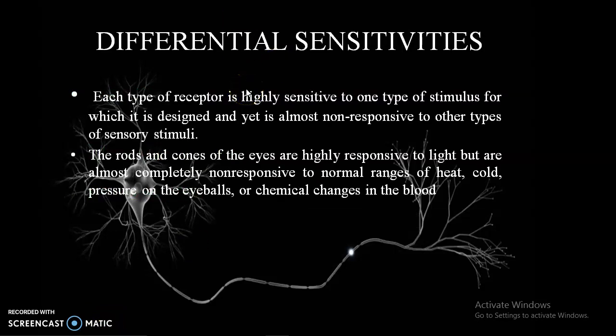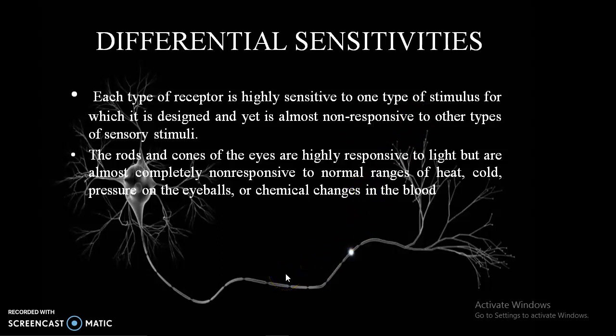Now, what is differential sensitivity? Each type of receptor is highly sensitive to one type of stimulus for which it is designed, and yet is almost non-responsive to other types of sensory stimuli. It is true, right? One type of receptor responds to only a particular kind of stimulus. For example, mechanoreceptors normally respond to stimuli like touch, vibration, pressure changes, or something like that. It won't be responding to a chemical change or a chemical concentration change in the body. Actually, what kind of receptor responds to the change in the chemical concentration? That is chemoreceptors. So there is a specific stimulus to which a particular kind of receptor responds. That is what is called differential sensitivity.